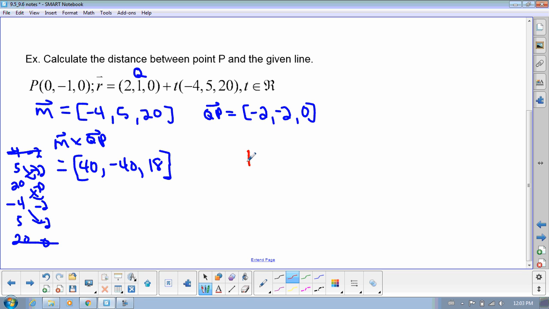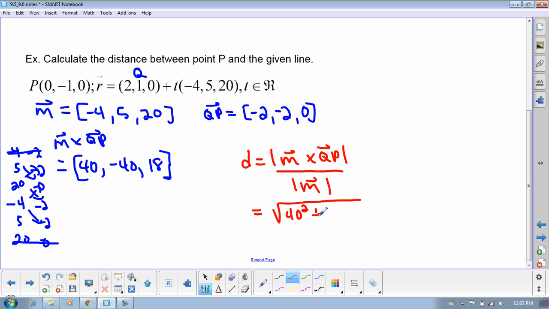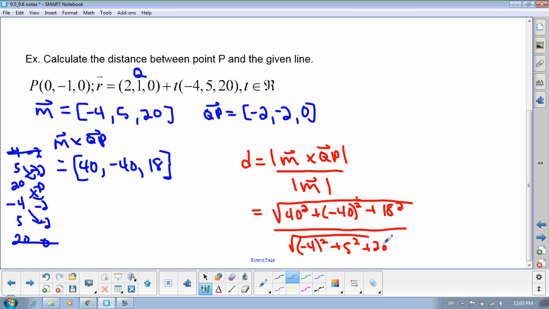The distance is equal to the magnitude of the cross product over the magnitude of the direction vector. So I have the square root of 40 squared plus -40 squared plus 18 squared, all over the direction vector, which will be the square root of -4 squared plus 5 squared plus 20 squared.